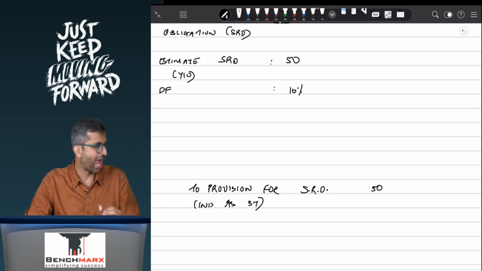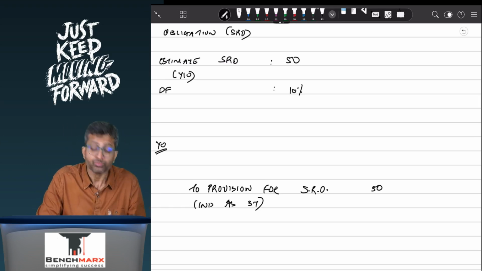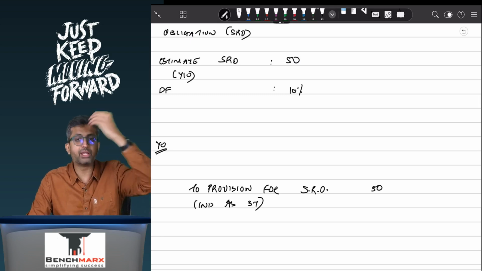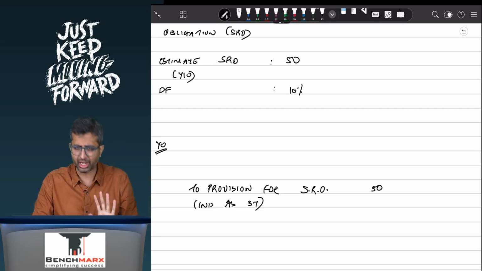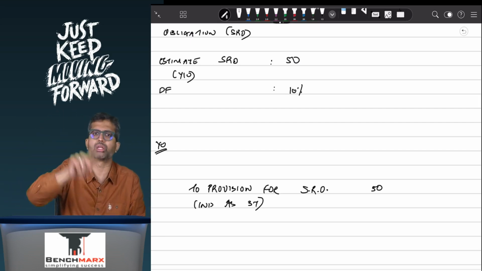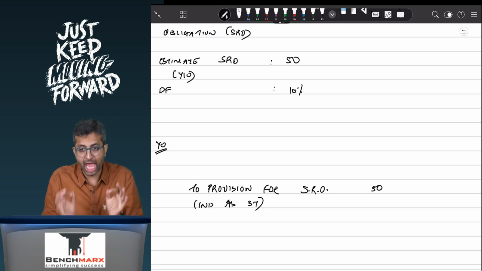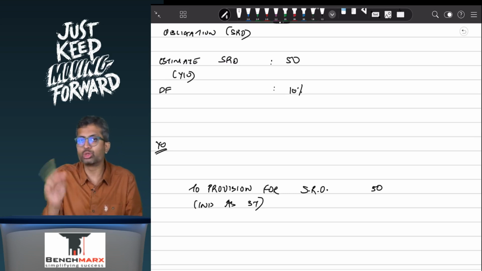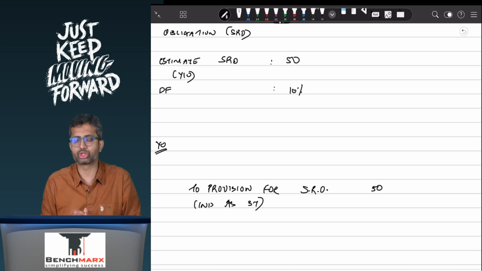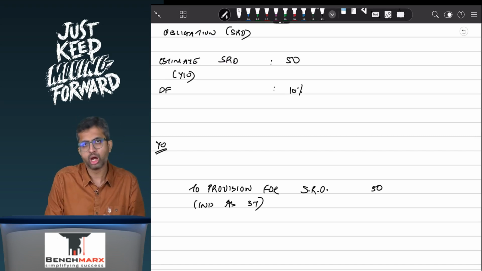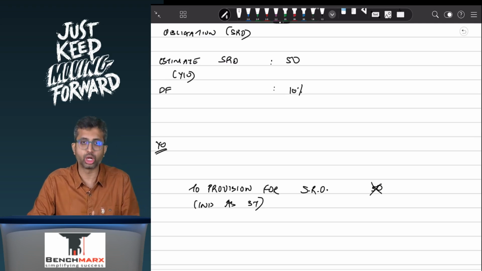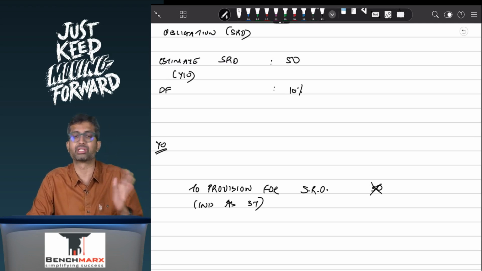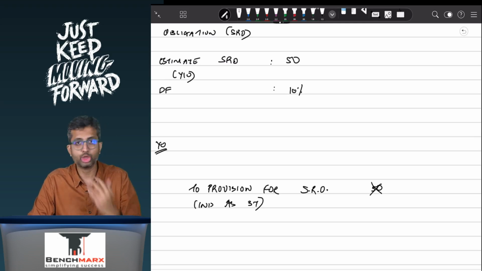No. And as a result, we will say, okay, I am passing an entry today because the event that gives birth to the dismantling obligation is the construction of the factory. The moment I construct the factory, I am under an obligation to dismantle. So I will have to create a provision today. But the question is, you will have to create a provision at what amount? Sir, I will have to create a provision at the present value of 50 rupees, not at 50 rupees.